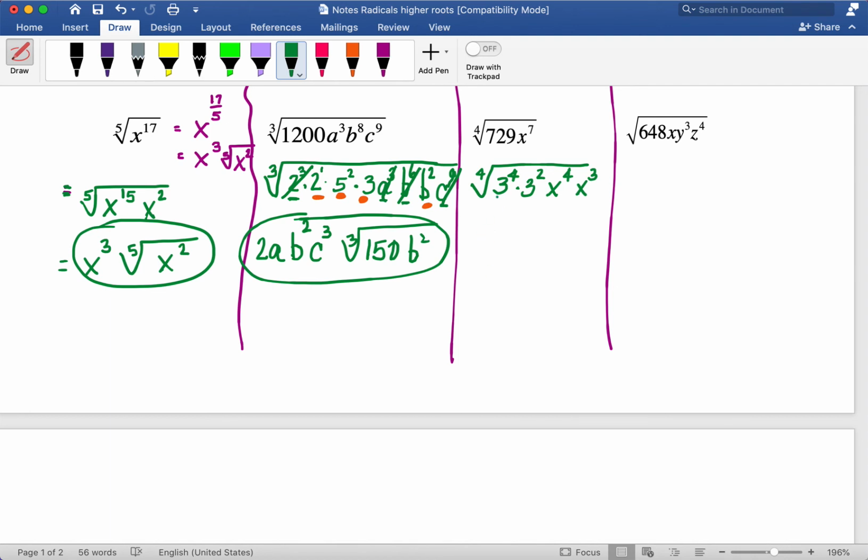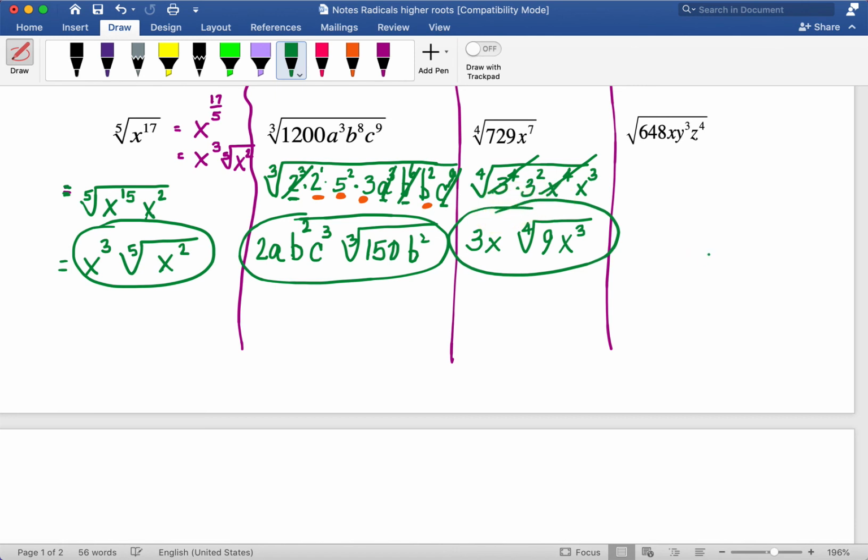All right, so what do I get? This comes out as a single 3. This comes out as a single x. And these ones that are uncrossed have to stay in. Keep in mind what your index is. It was the 4th root. 3 squared is 9, and x cubed is x cubed. Okay?